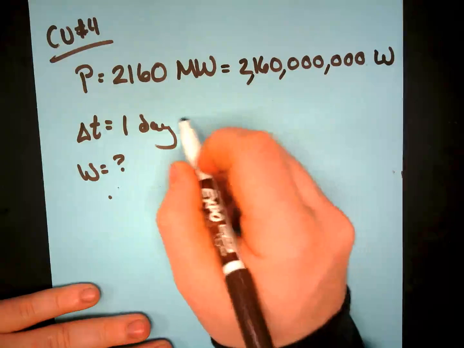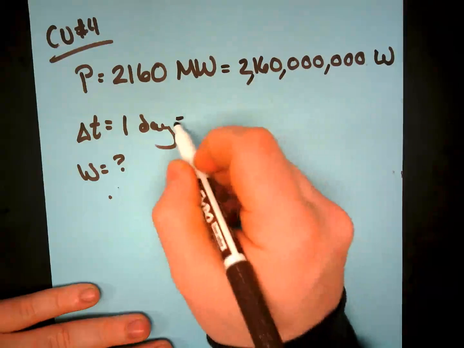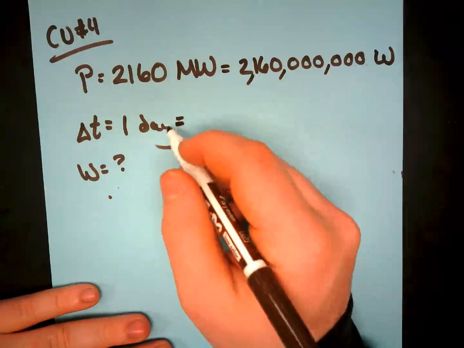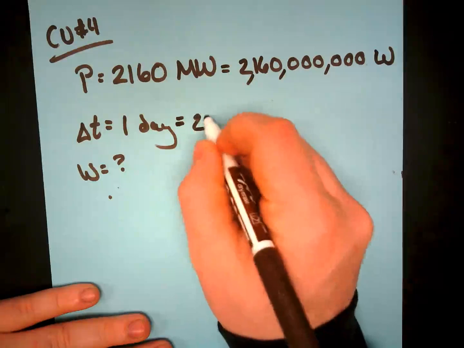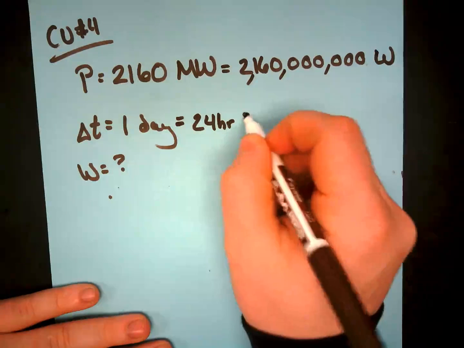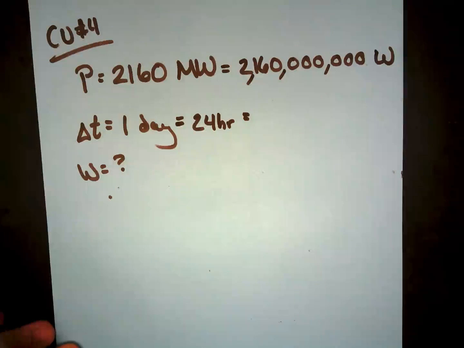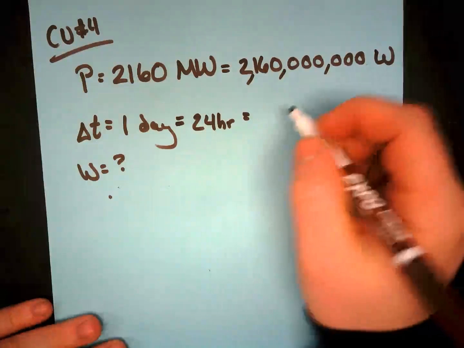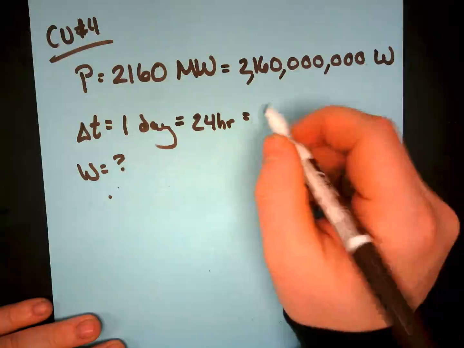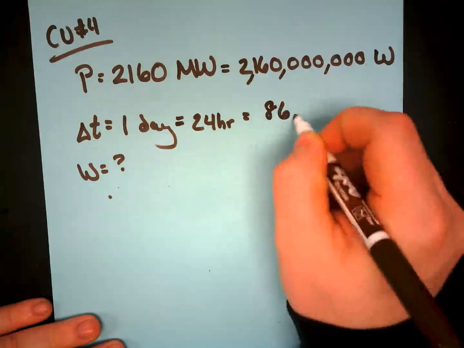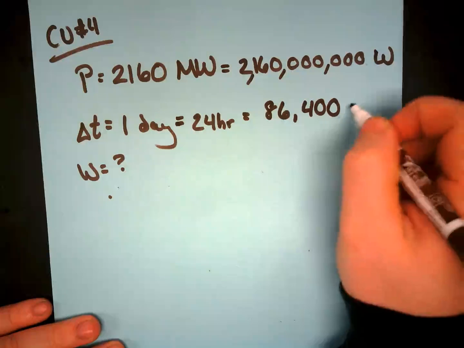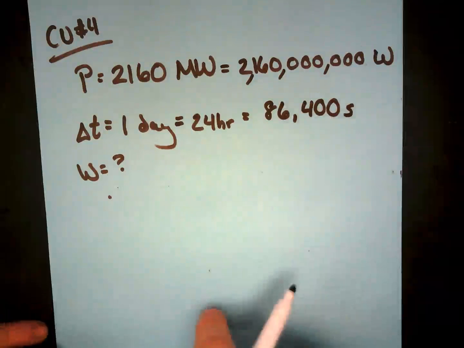And then one day, we just got to convert 1 day into seconds. So there are 24 hours in 1 day, and then the 24 hours times 3,600 seconds is going to be 86,400 seconds. And I'll show you all the way at the bottom here. So this is how I did that.